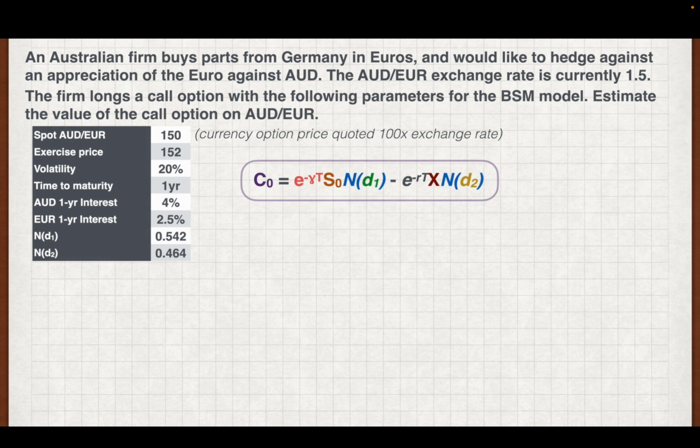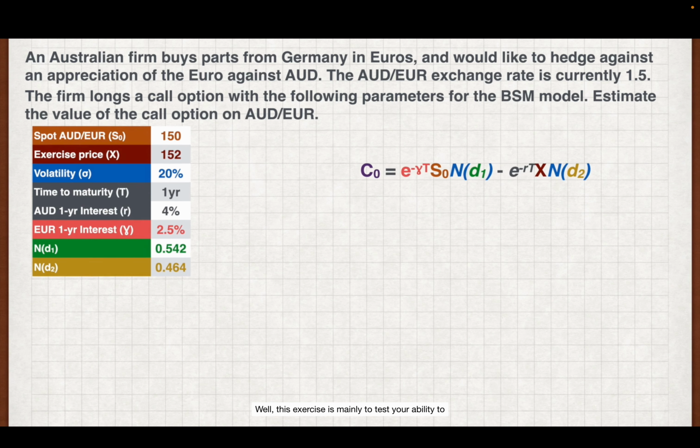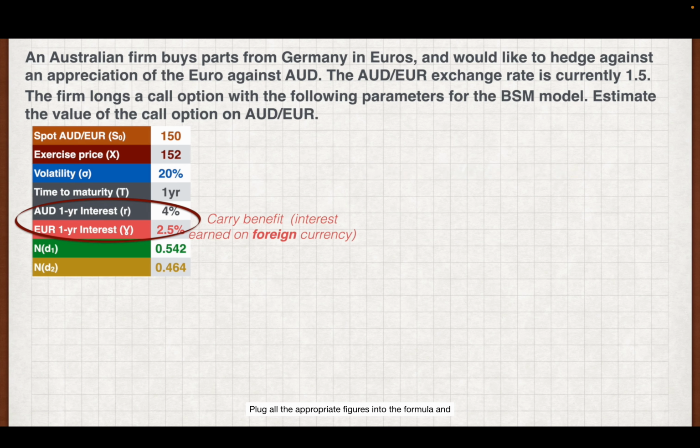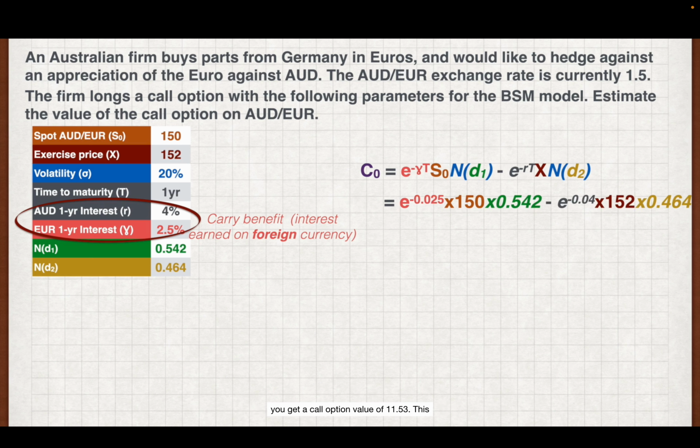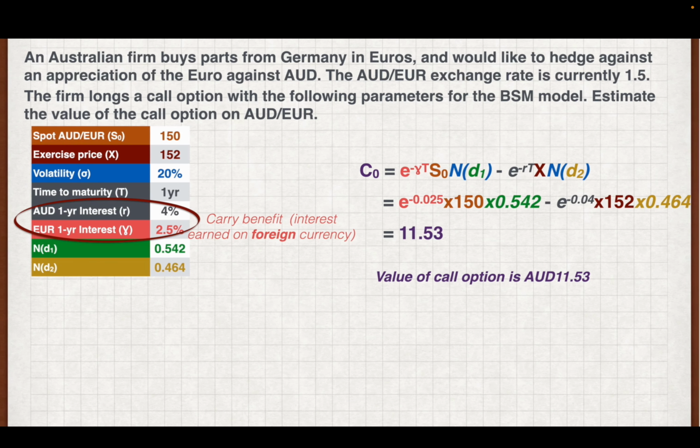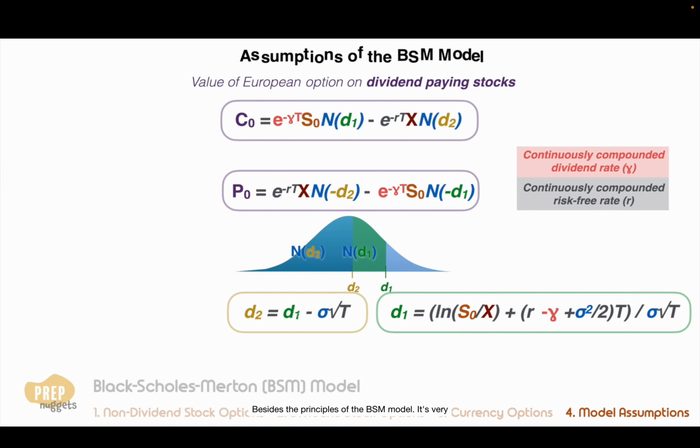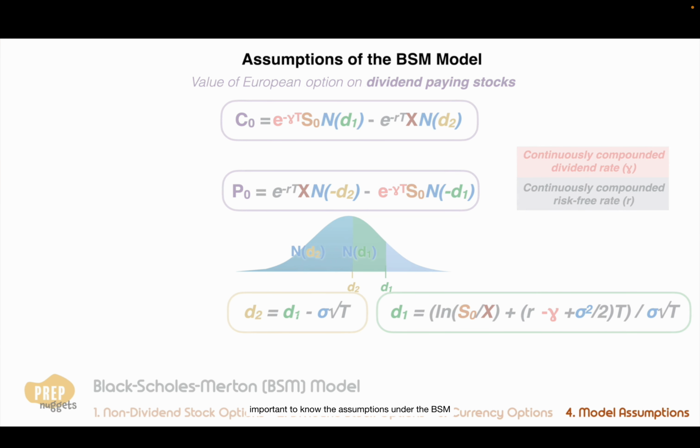And we're back. Well, this exercise is mainly to test your ability to identify the various parameters for the BSM model. In particular, you must be very clear which rate is gamma and which rate is R. Interest earned on the foreign currency is the carry benefit, so gamma is the euro interest rate. Plug all the appropriate figures into the formula and you get a call option value of 11.53. This is in terms of the price currency, so the call option value is $11.53.